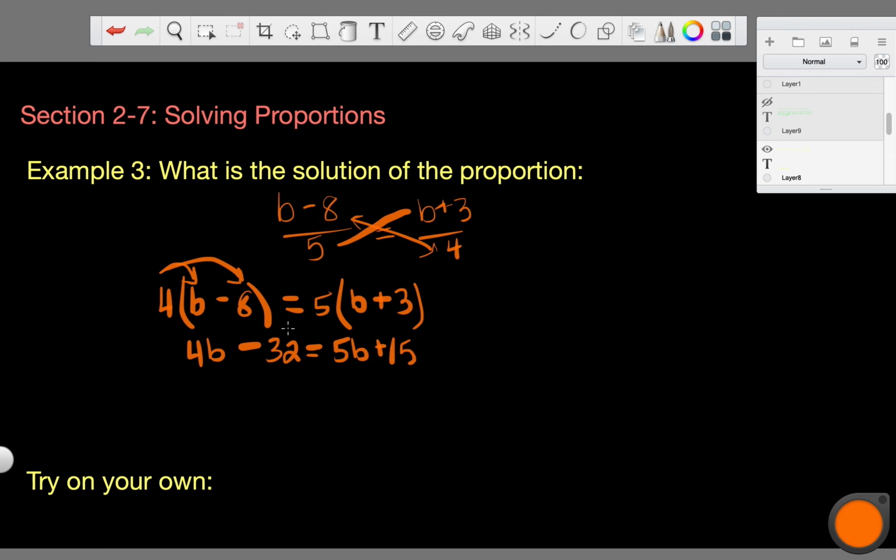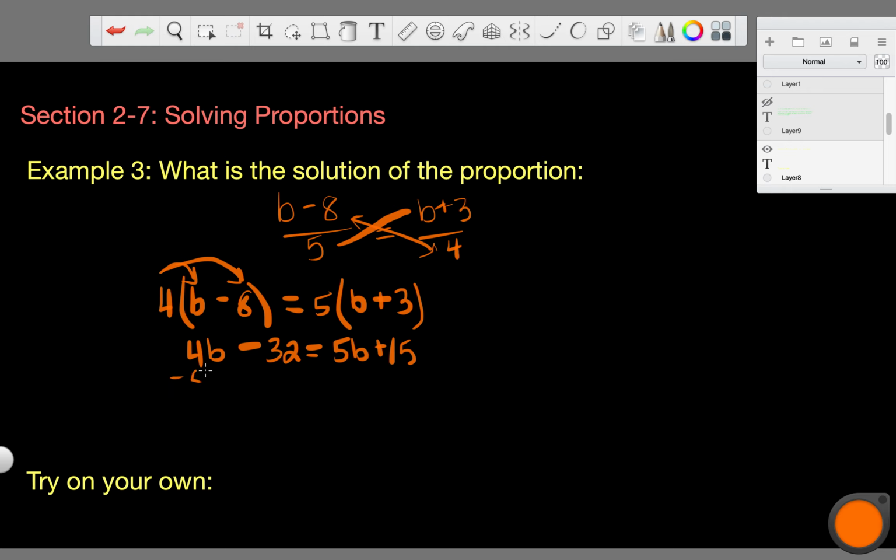So now I have an equation with variables on two sides of the equation, which was section 2.4, which we went over. So if you need a recap on that, please go back to that video. But what I like to do is move my smallest. So I want to move my 4b instead of my 5b.